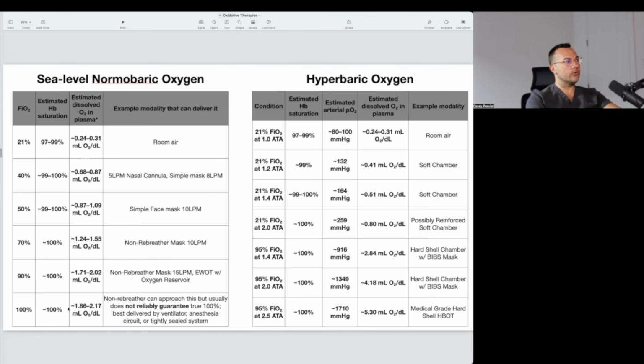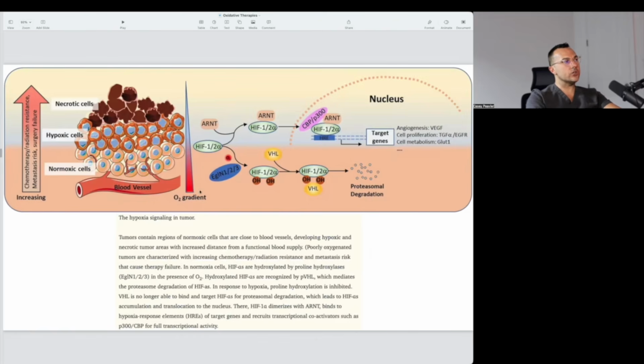So this is what really we're looking for in both hyperbaric and normobaric oxygen, because if you remember back from the last video, the oxygen gradient is higher when you're next to a blood vessel, and the further you get away from that blood vessel, the lower the oxygen becomes. So if a tumor is next to a big blood vessel, then the outside of the tumor will be more normoxic. And then as we get deeper into the tumor is where you have the hypoxic core or even necrotic cells where it becomes very hypoxic or anoxic.